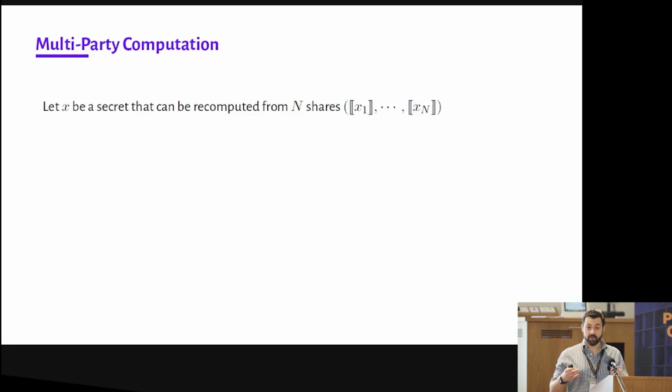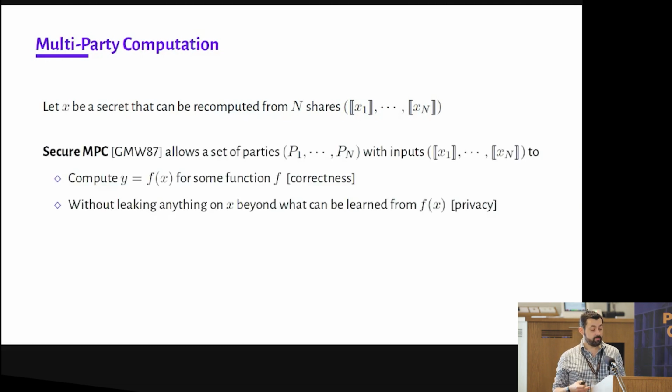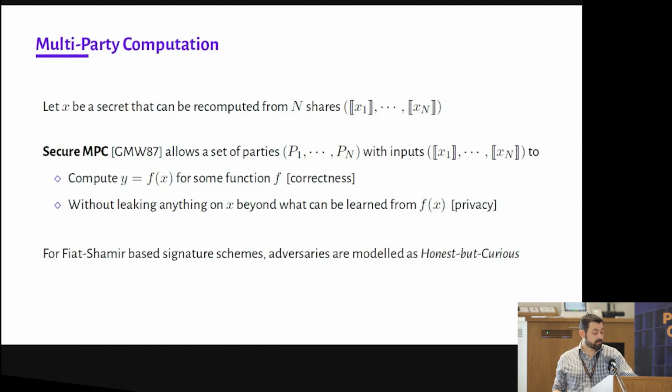This has already been presented extensively yesterday by Thibault. Let's say you have some secret x and you can recompute it from several shares of the secret. An MPC protocol will allow a set of parties, each having as input one of the shares of the secret, to compute y equal to f of x for some function f without leaking anything on the secret. You have two important properties in our case, correctness and privacy. And in the context that is interesting for us, namely designing Fiat-Shamir-based signatures, we will model the adversaries as honest but curious.